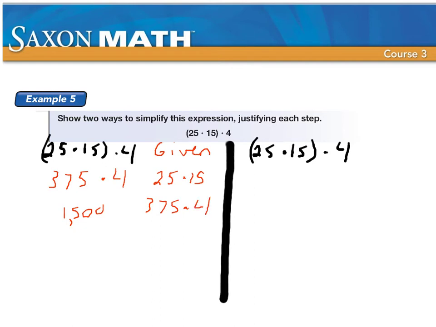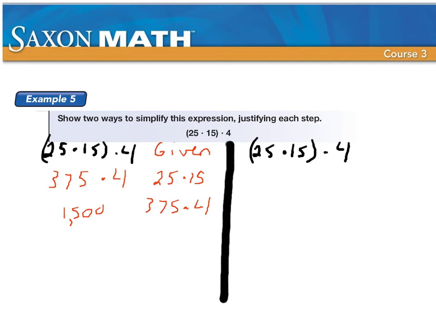Okay, so those are my steps. That's my justification. Now, you might be thinking, well, Mr. Ayers, why would I solve this problem any way other than that? Because that was a lot less work and a lot less steps. Okay, but you have to remember that you don't get to use calculators. So when you do 25 times 15, that's going to take a lot of work. Same thing when you do 375 times 4. That's going to take a lot of work.